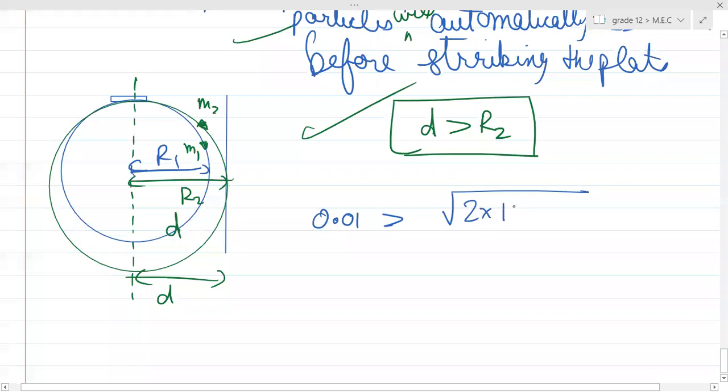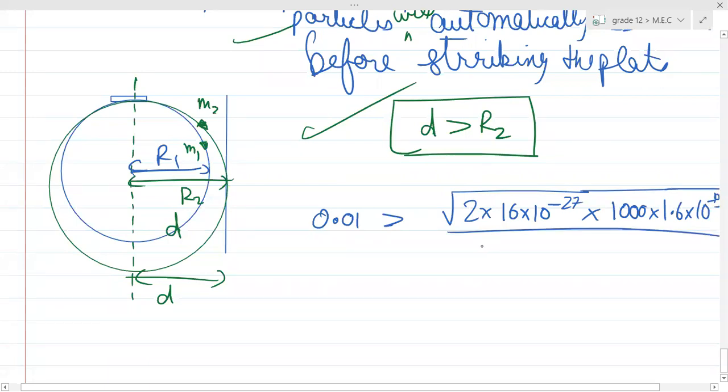R2 is twice the mass of the second, the heavier one, 16 into 10 to the power minus 27, multiplied by what was the kinetic energy? 1000 electron volt, divided by the magnetic field multiplied by Q. The charge was 1.6 into 10 to the power minus 19. So can you see from here B can go over here and this can come over here. I can multiply the whole equation with B, right? So B and B will get cancelled and B will be.